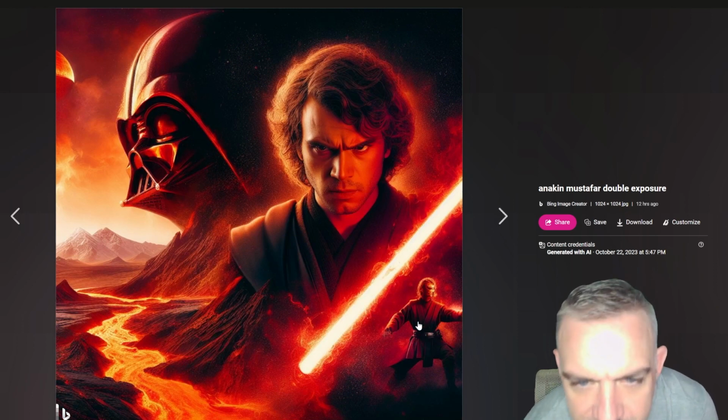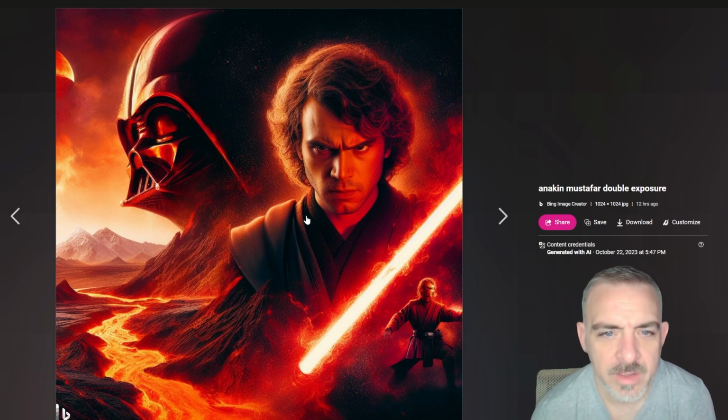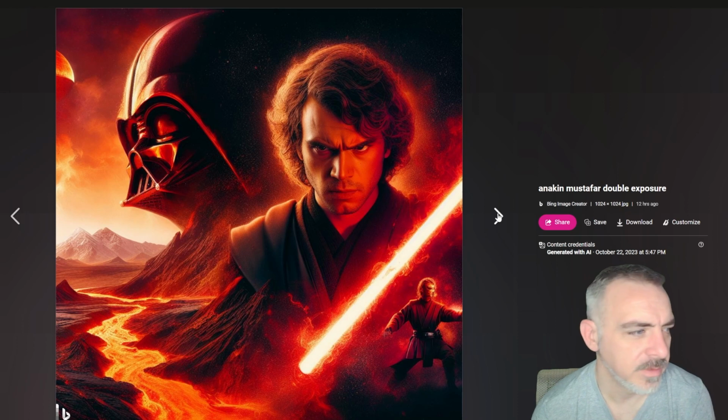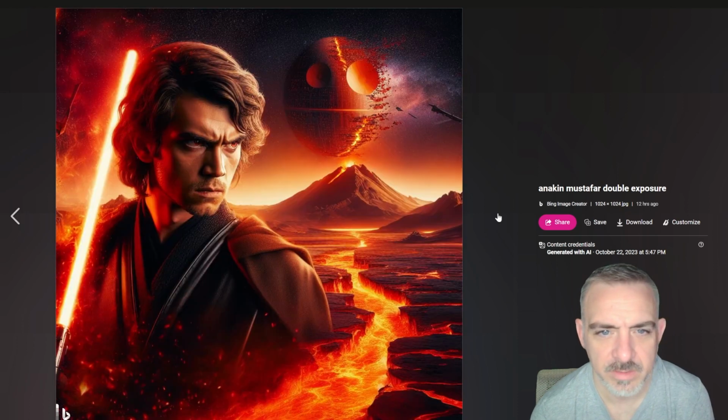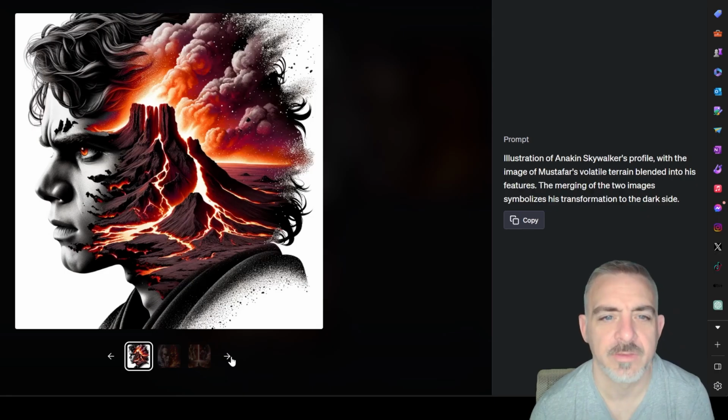I wish I could see his face closer. It looks like he's on fire. Yeah, these are not great, but not super terrible either. This Death Star sort of disintegrating in the background, not bad. Let's see how ChatGPT handles this. This is more along the lines of what I was wanting with the double exposure. This is not terrible.